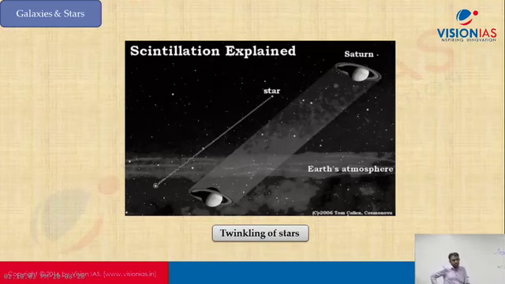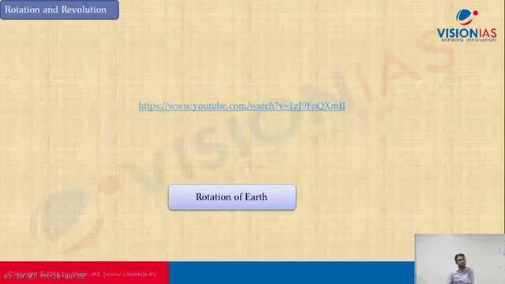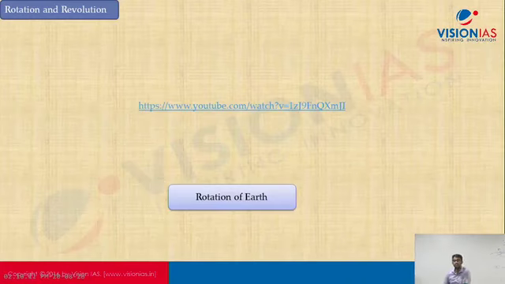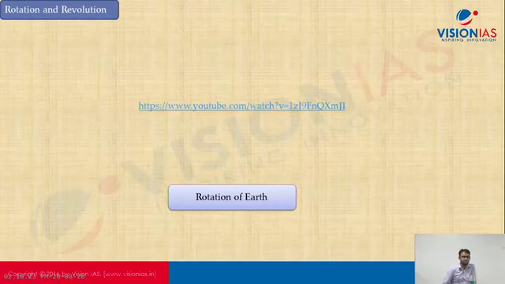So why do the stars appear to be twinkling, whereas the planets do not twinkle? If at all you have observed any of the planets in the night sky, if you are lucky enough, with so much light pollution in cities, it is very difficult to see any stars or planets. So if we observe, a few of the bodies in space do not twinkle, a few of the bodies twinkle.